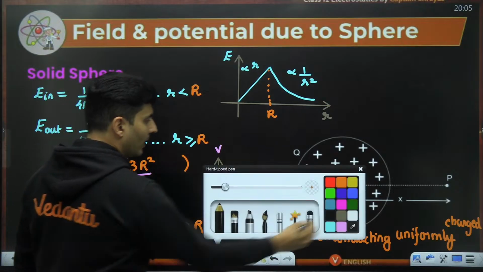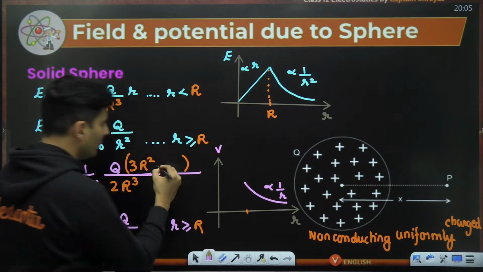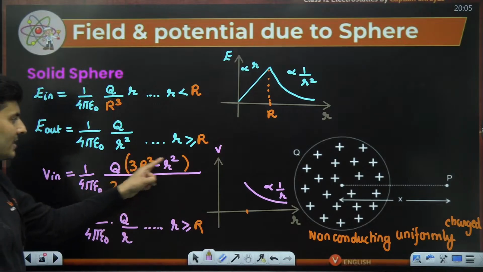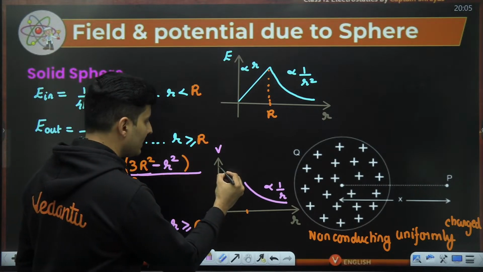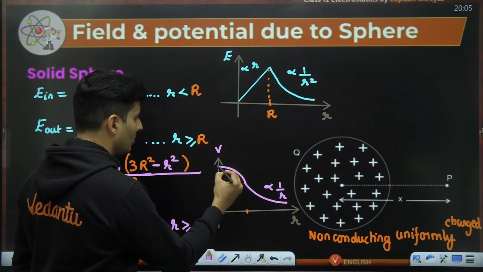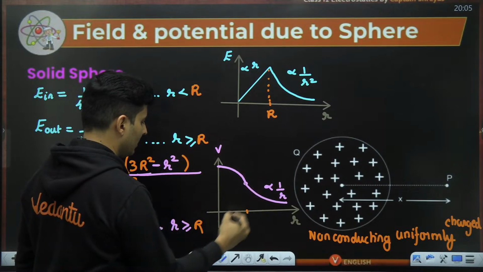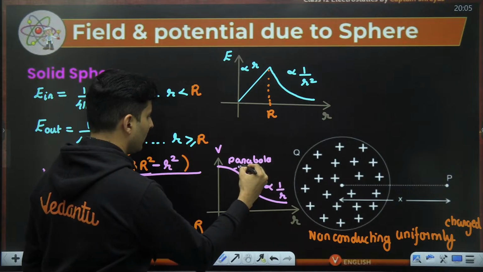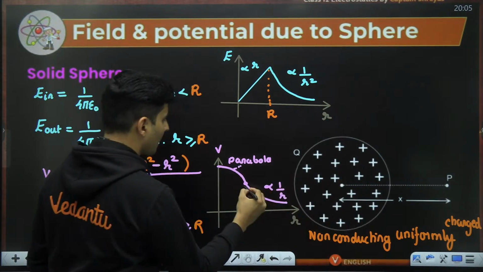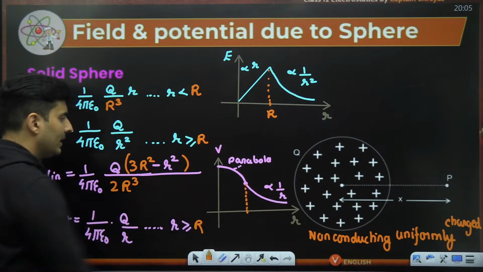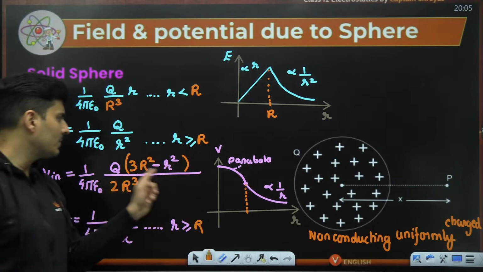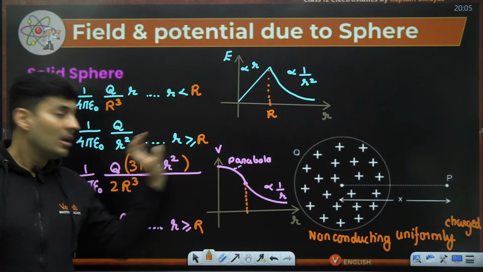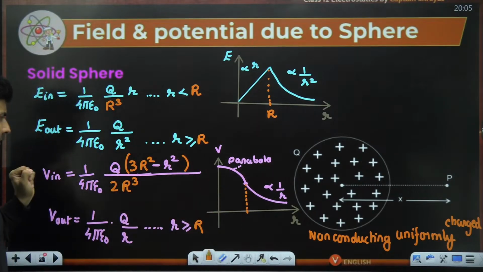And that's it. Over here, you will put minus r square. So this is a quadratic equation, so it will be a parabola. This part is basically a parabola. After that, it is a rectangular hyperbola, but the first part is a parabola. So this is the weird equation when you are inside a uniformly charged solid sphere.